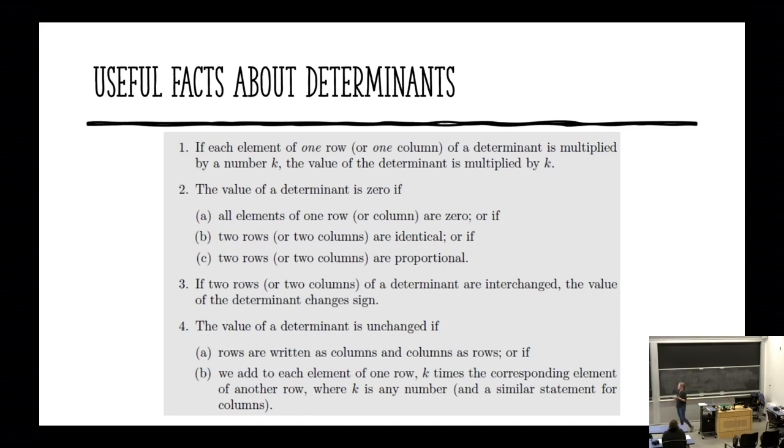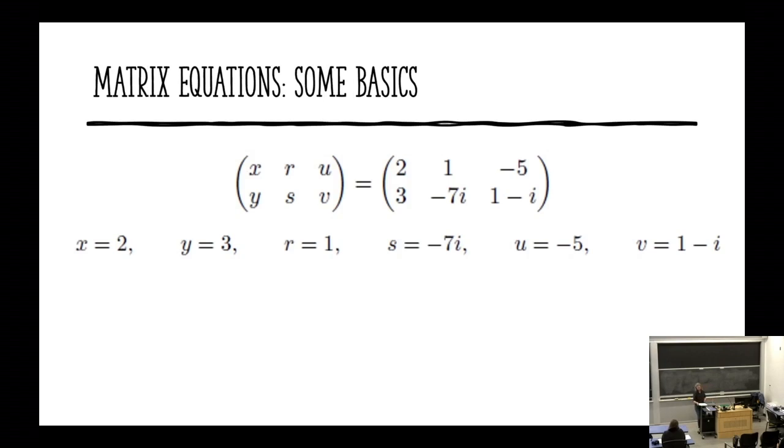The value of the determinant is unchanged if the rows are written as columns and the columns are written as rows, so it doesn't matter. That's why it doesn't matter which ones we use. And the value of the determinant is unchanged if we add to each element of one row k times the corresponding element of another row, where k is, again, just any number. Okay, so that's cool, determinants.